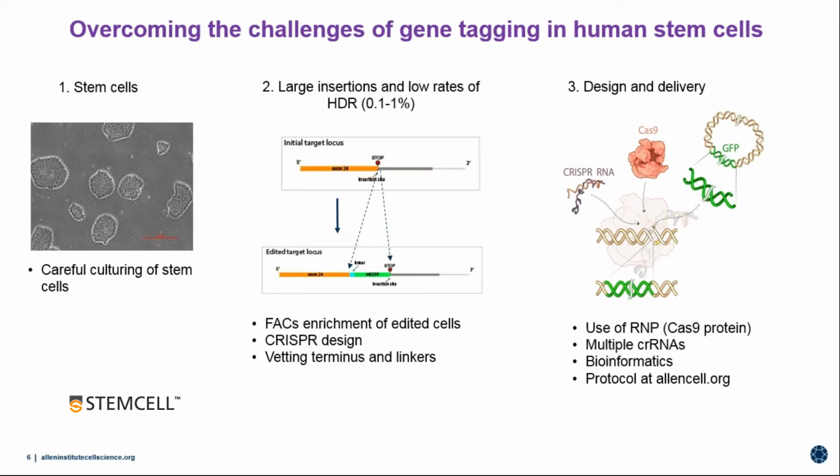We ended up using multiple CRISPRs just to make sure that at least one of them would result in a gene edit. We did use bioinformatics. So this again, next slide, is a little bit more of a description of that. And if you're interested in our methodology, you can go to our website, allencell.org. We've made our SOPs available through there.